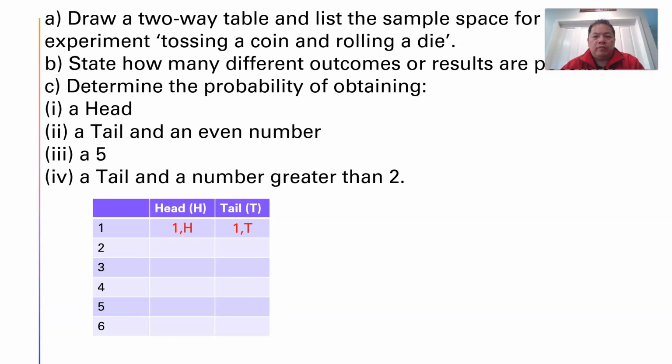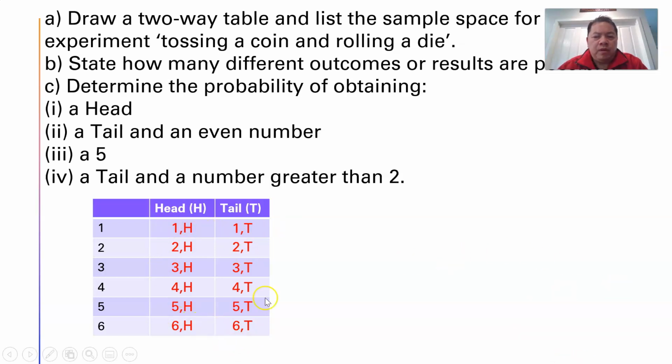By writing down all the possibilities of this experiment, you can have one head, one tail, two head, two tail, three head, three tail, four head, four tail, five head, five tail, and six head, six tail. So these are all the possible outcomes from that experiment. For question B, you're asking how many different outcomes there can be for these results. There are actually 12 possible outcomes, isn't it?